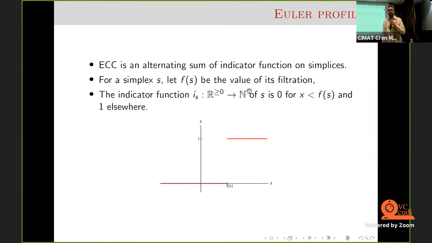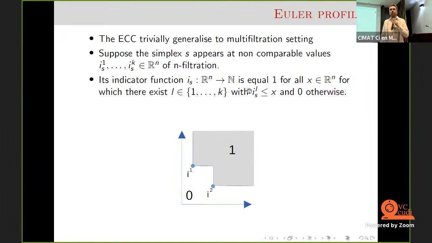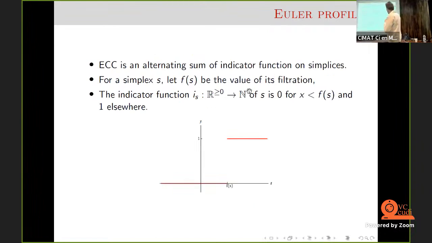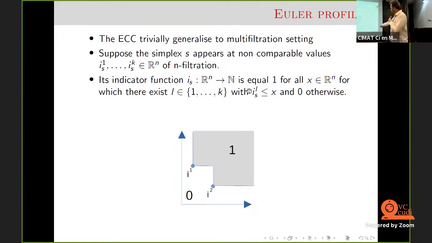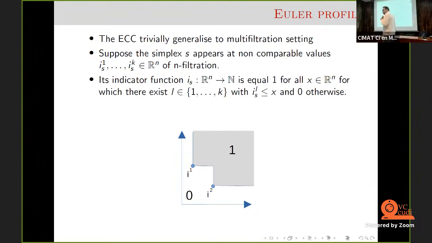How about Euler characteristics? What happens if for a simplex the filtration value is not a single number, but maybe a point in R2 or Rn? In this case, the simplex appears at one or a number of points in n-dimensional space. We have an obvious analog of an indicator function. In this case, it's not one critical, it's a multi-critical filtration, so the simplex appears at this point, at that point, and those points are not comparable lexicographically. Then the analog of this Heaviside function is a function which is 1 everywhere above those two points. For every point which is lexicographically greater or equal to either of them, it is 1. Everything else, it is 0. Nothing changes. I just take an alternating sum of those functions, and I get a multidimensional Euler characteristic for the multifiltration. We call it the Euler characteristic surface.